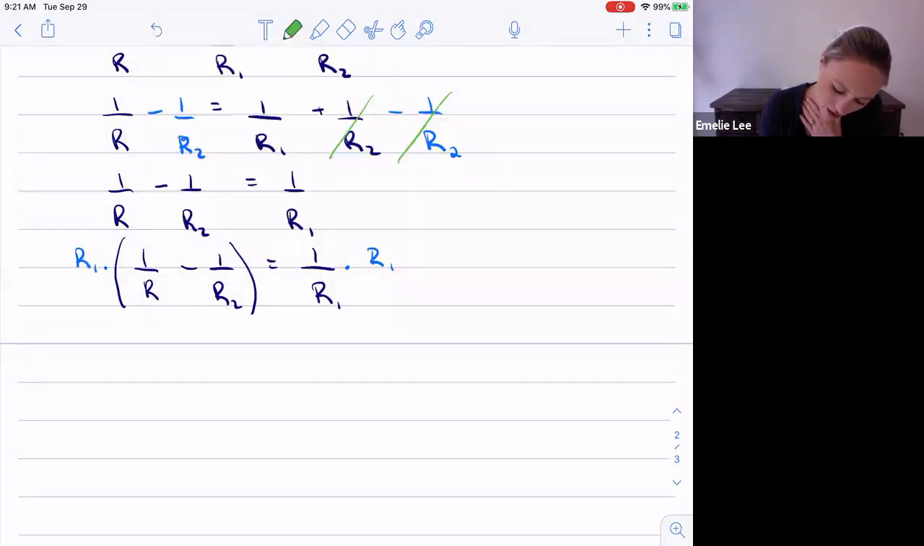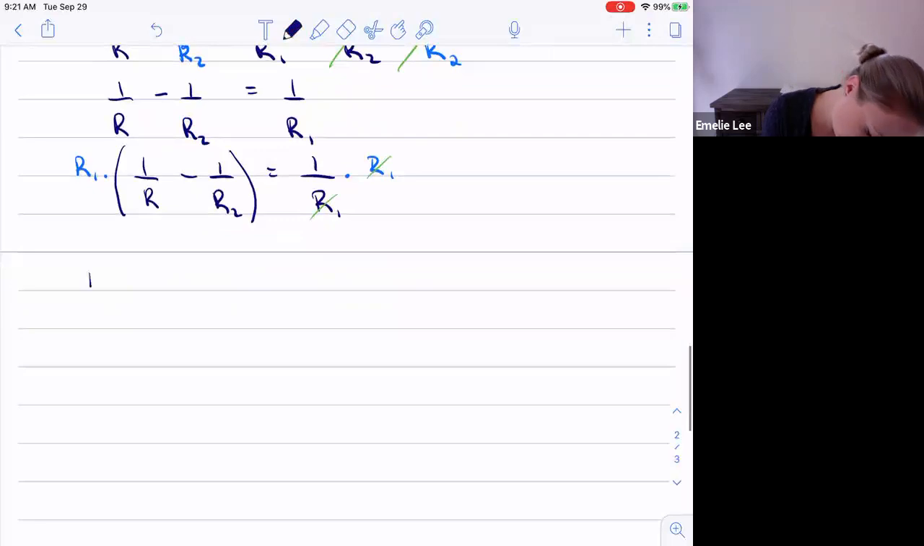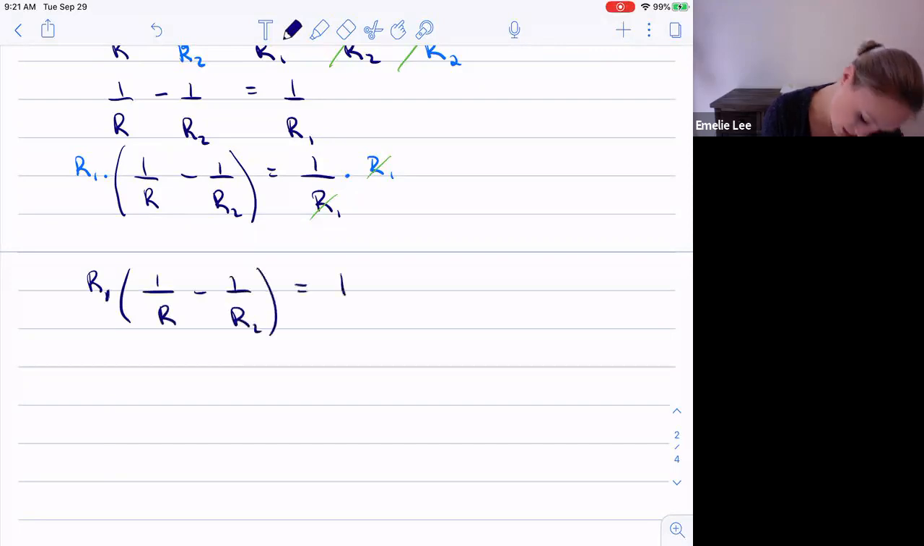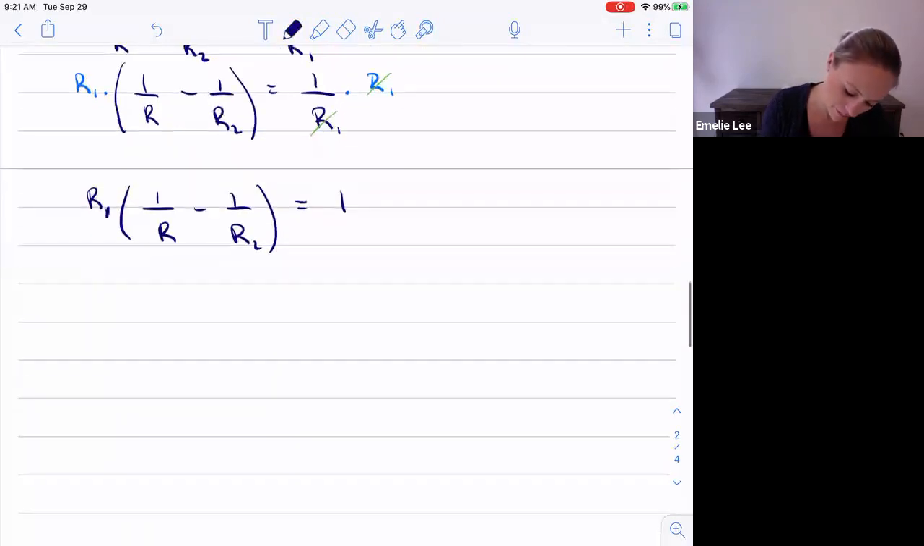So then R1 over R1 is 1. So we're left with this 1 here. So I end up with R1 times 1 over R minus 1 over R2 is 1. I'm trying to shake out this R1. Because I'm multiplying this whole thing by R1, I can divide both sides by 1 over R minus 1 over R2. It's going to get a little bit nasty, but that's okay.